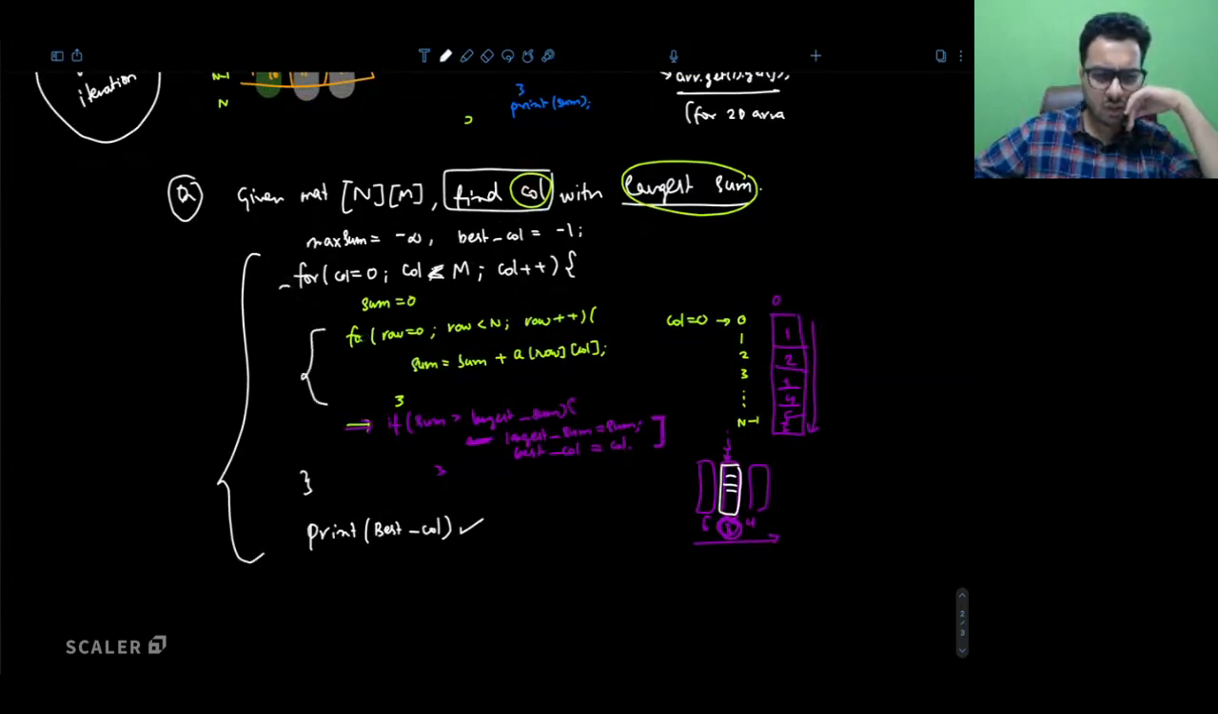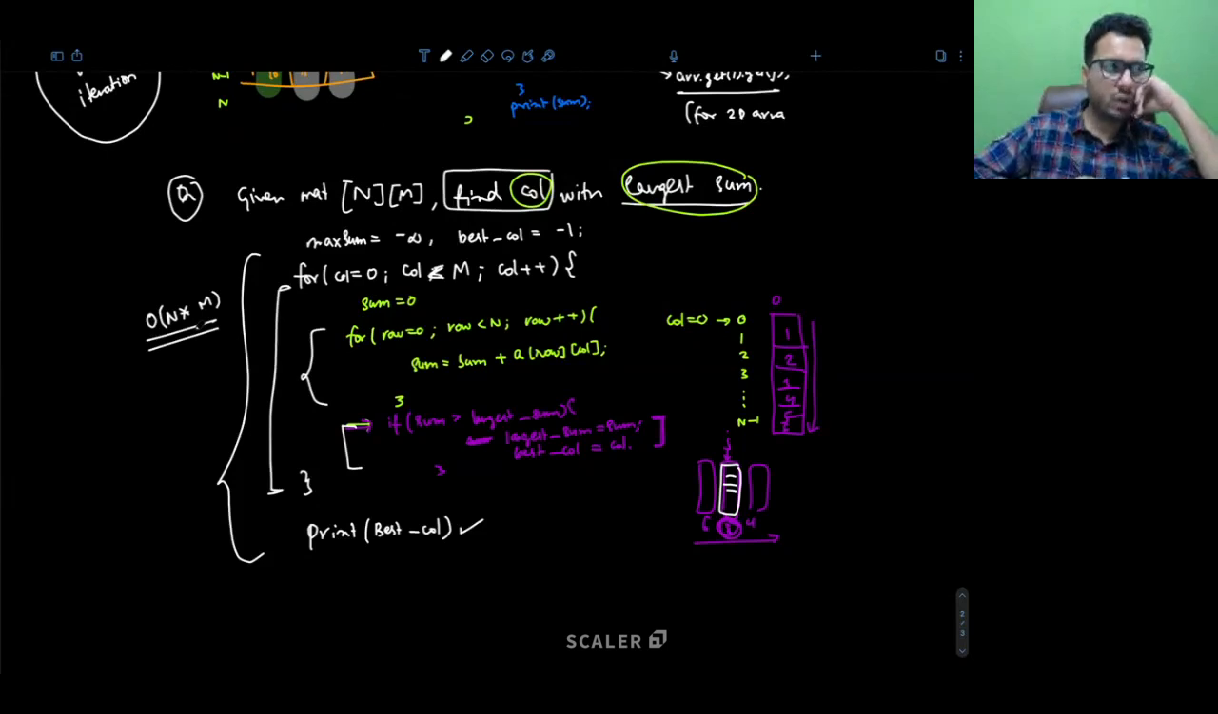This is the inner for loop. This is actually the outer for loop. This one, right? And there is an if condition here, right? So of course, yes, it's order of n into m because we have n rows and m columns. Great.